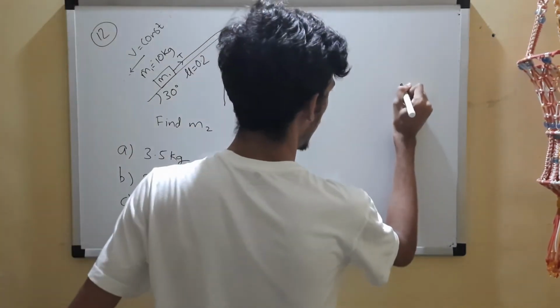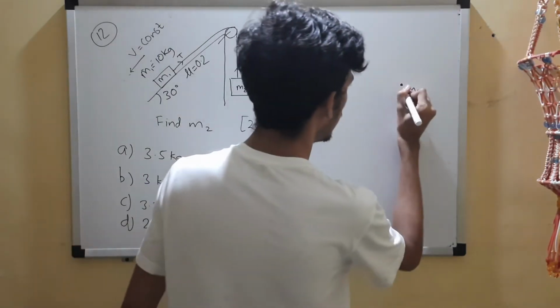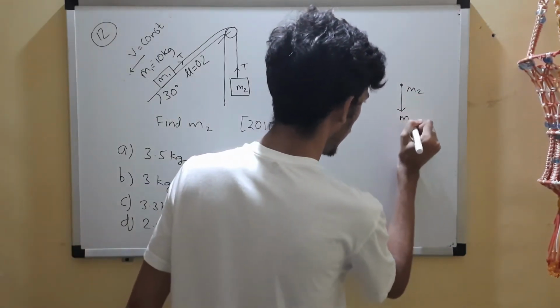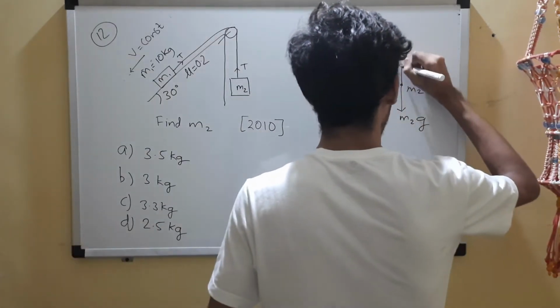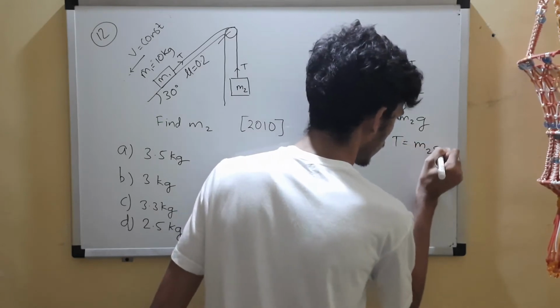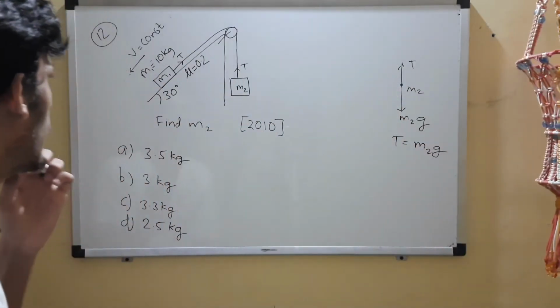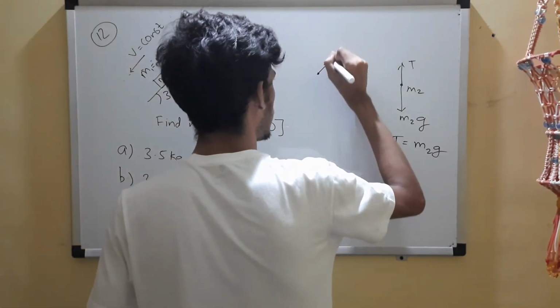Let's draw it for M2 first. So we have our M2 over here. Now you can see that M2 will have M2g, its weight, in the downward direction, which will be balanced by the tension, right? Forces are balanced. Now coming to M1, let's draw its FBD.